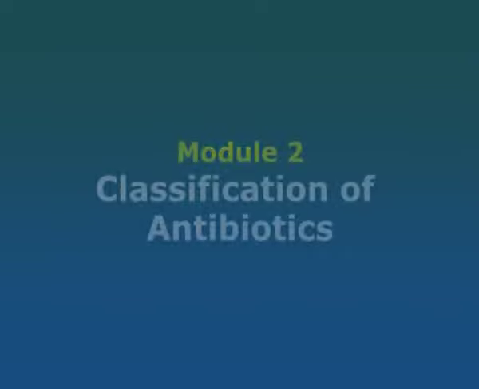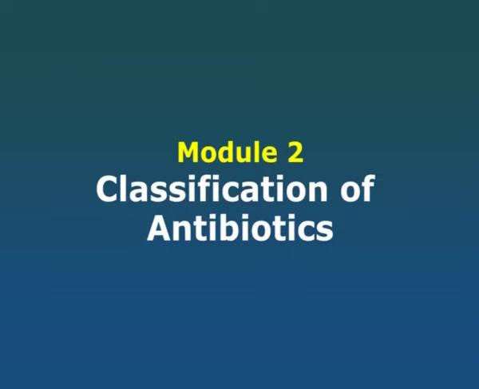Synergism can occur as a result of various mechanisms of action, such as subsequent blockage of the general metabolic pathway or increasing the permeability of bacterial cells. Now let us proceed to Module 2, Classification of Antibiotics. There are several ways to classify antibiotics.